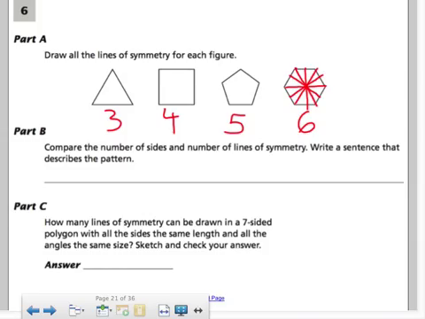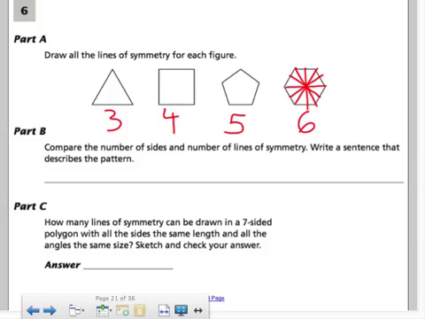Now there's sort of a pattern that you can almost always depend on. 3, 4, 5. How many sides does the shape have? 6. Are the sides equal? Yes. They are equal sides, and then how many lines of symmetry does it have? 6. So if a shape has all equal sides, that's how many lines of symmetry it has too. Look, 5 equal sides, 5 lines of symmetry. 4 equal sides, 4 lines of symmetry. 3 equal sides, 3 lines of symmetry.